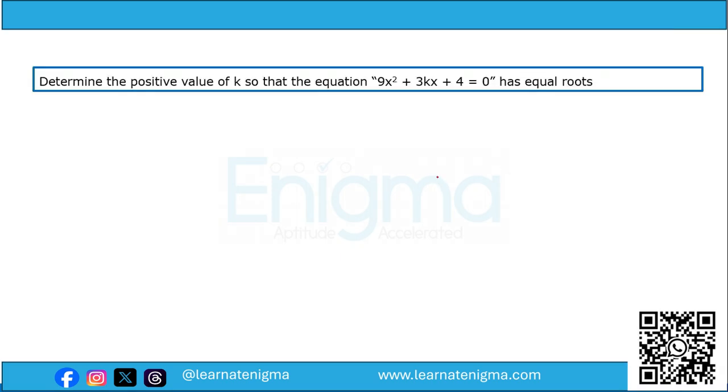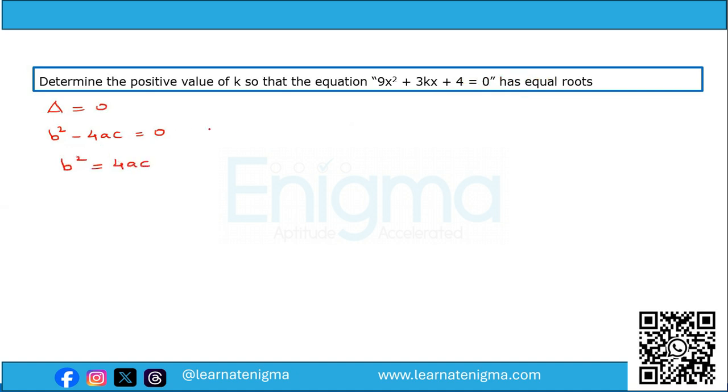Determine the positive value of k so that the equation 9x² + 3kx + 4 = 0 has equal roots. Now, when we say a quadratic equation has equal roots, that means delta is equal to 0. Delta means b² − 4ac is equal to 0. So therefore, b² = 4ac.